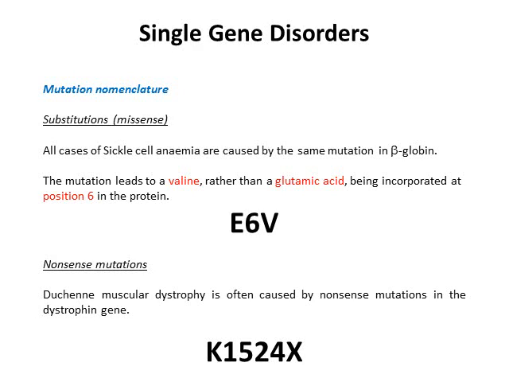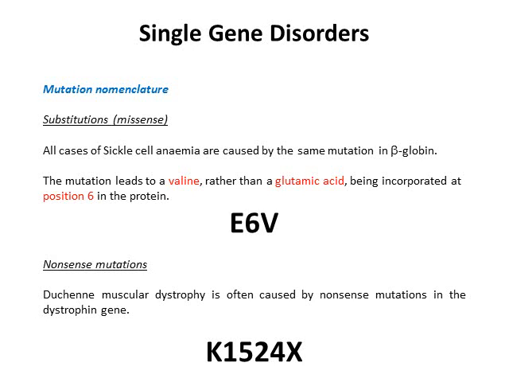So let's start with substitution mutations or missense mutations. We've talked about these in the last lecture. These are mutations which lead to a change in the amino acid of the encoded protein. I mentioned earlier that all cases of sickle cell anemia arise due to the same mutation in the beta globin gene. This mutation leads to a glutamic acid being replaced by a valine amino acid, and this occurs at position 6 of the protein.